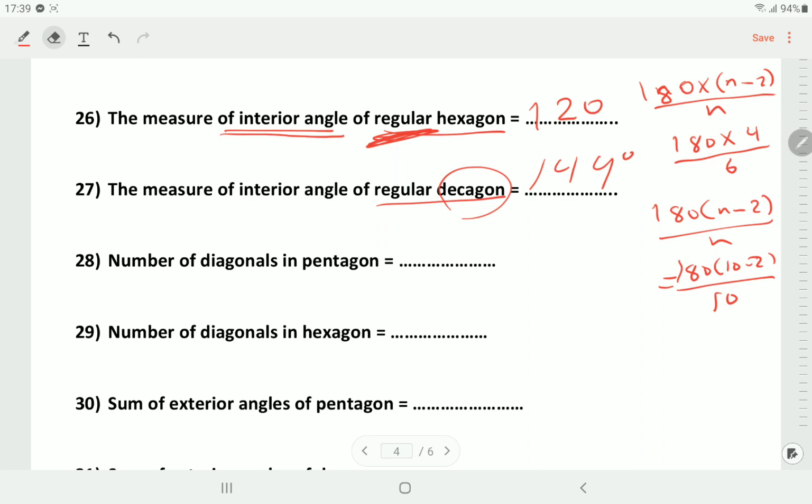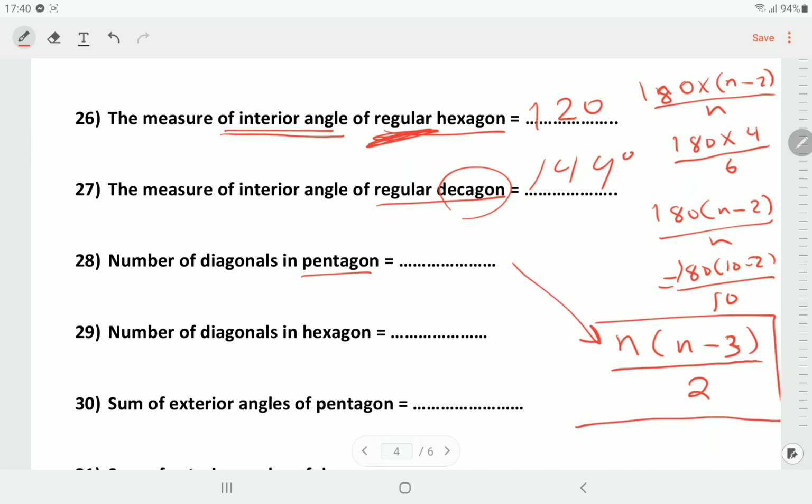What about the number of diagonals in a pentagon? We have a law for the number of diagonals: n multiplied by n minus 3 over 2. We know a pentagon has 5 sides. Don't forget this law. We can substitute n as 5, then 5 multiplied by 5 minus 3 over 2 equals 5. Then we have 5 diagonals in a pentagon.